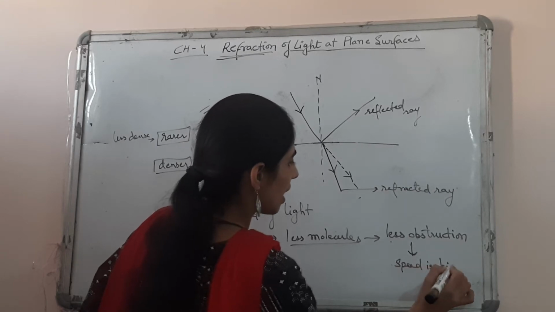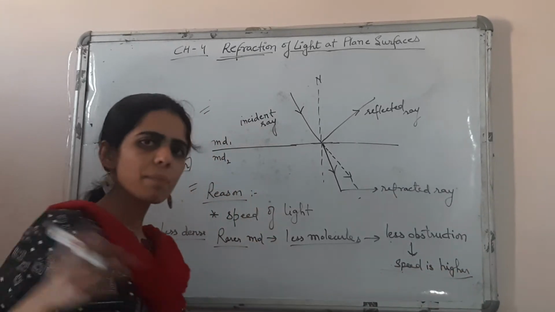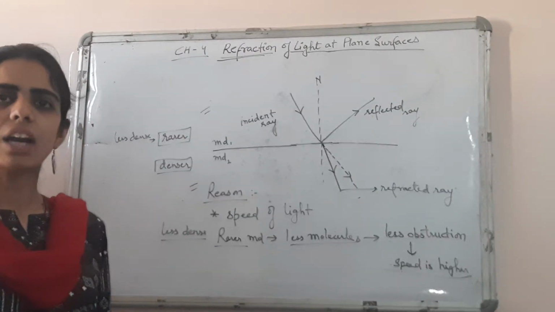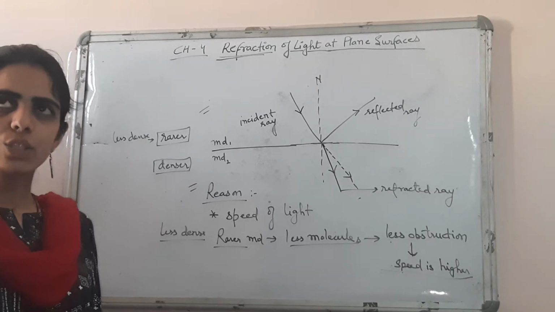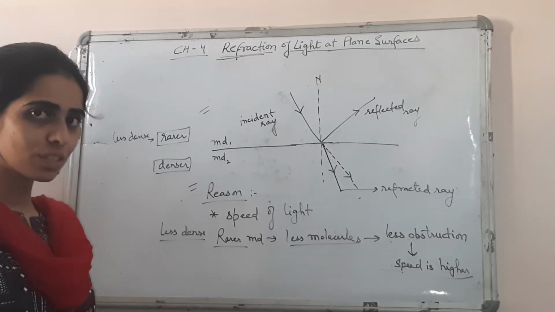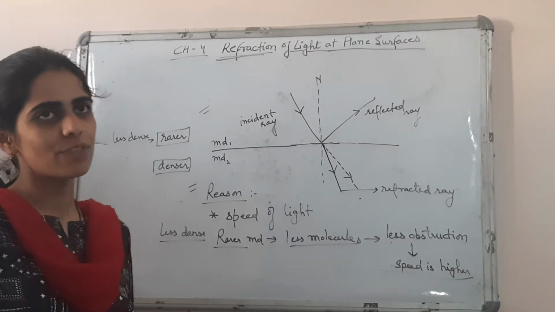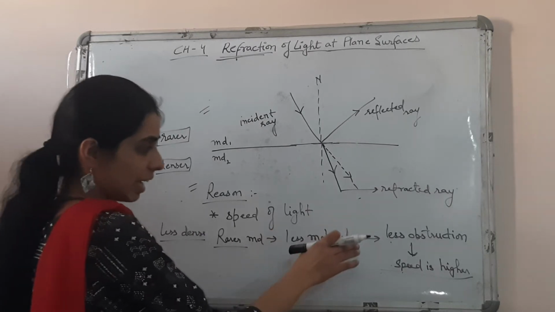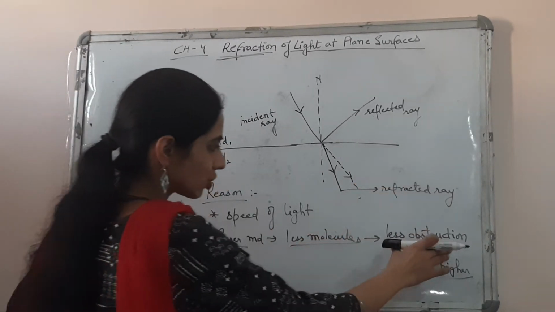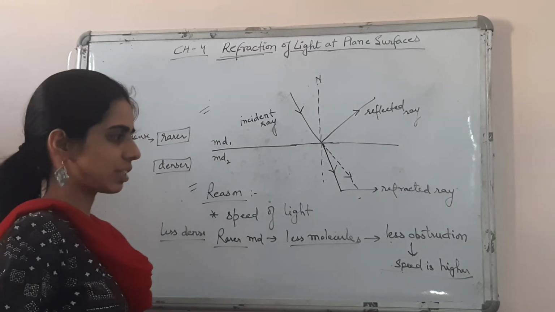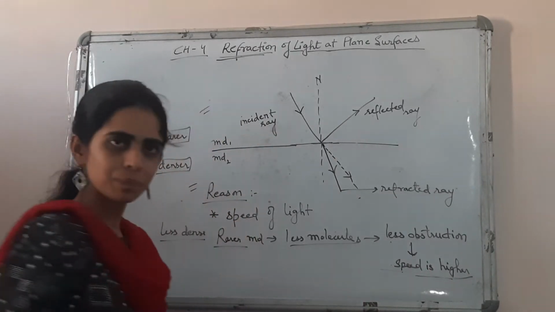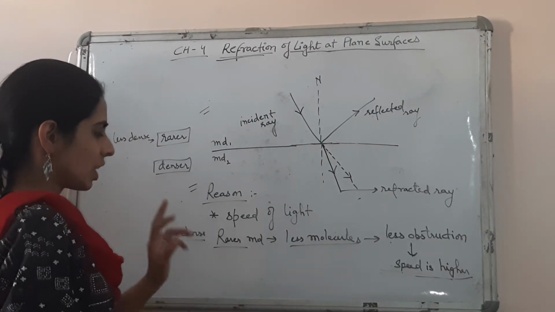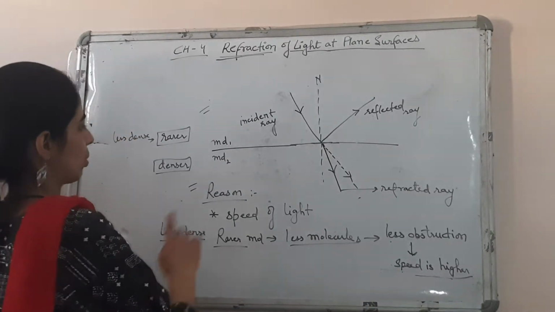Speed is higher. Suppose, imagine you are moving on a road, you are sitting in a car and there is very less traffic on the road. So, you will reach faster at your destination. Tell me yes or no? Yes, of course. If the traffic is less, we will reach faster. So, same happens here. Because there are less molecules, there is less obstruction. So, the light reaches its destination with a higher speed. Yes, so it will be moving with a higher speed in rarer medium. Now let's discuss the denser medium also.